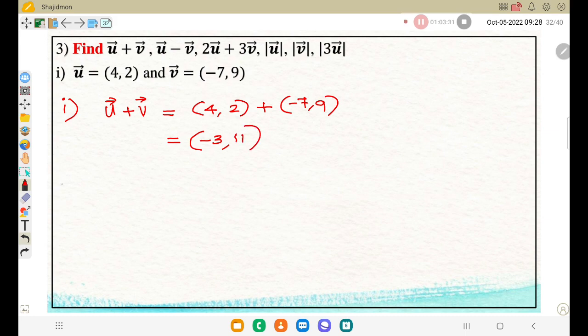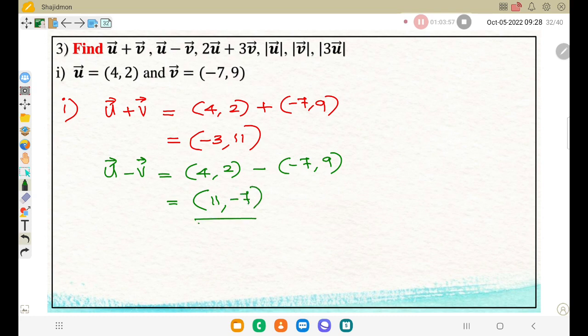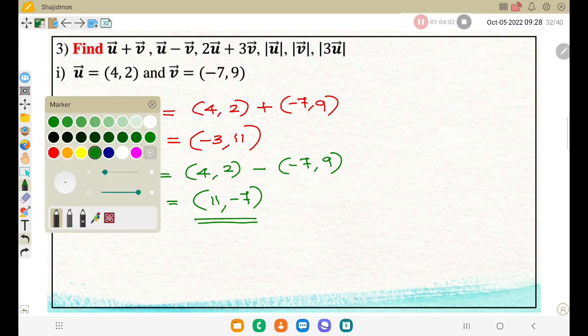So that is u plus v. Now we will go to the calculation of u minus vector v. What is u minus v? U means 4, 2. Minus v means minus 7 and 9. So what will we get? 4 minus minus 7, that means 4 plus 7, 11. 2 minus 9, correct? Minus 7. Now what is the third question? We can calculate the third one.